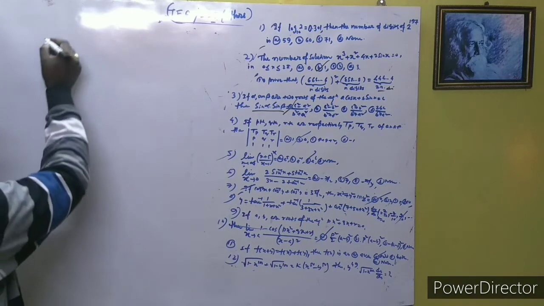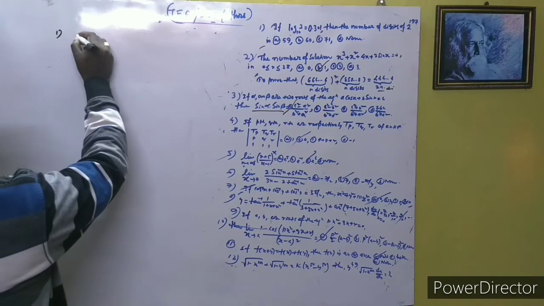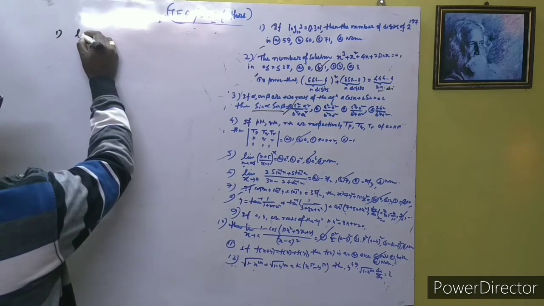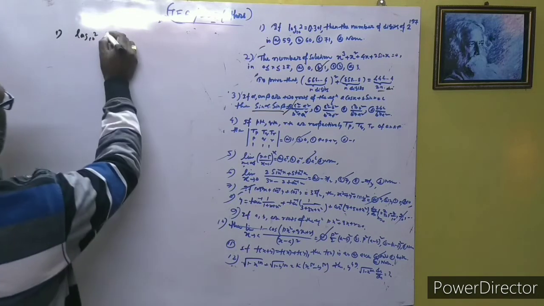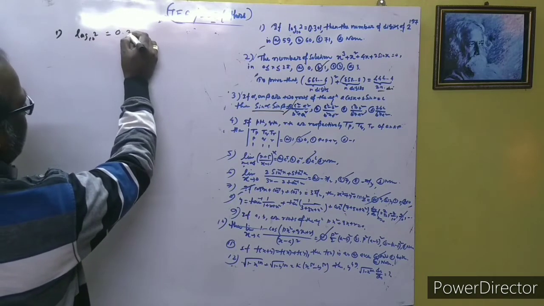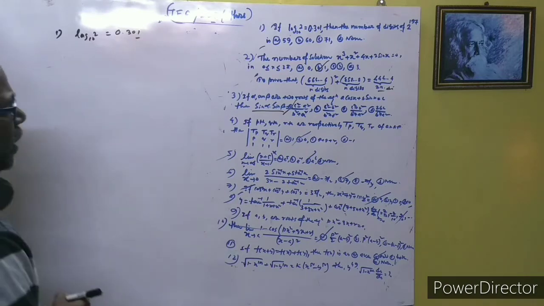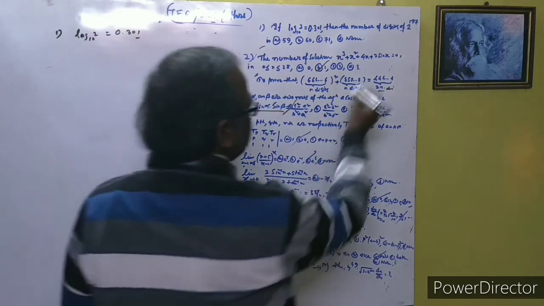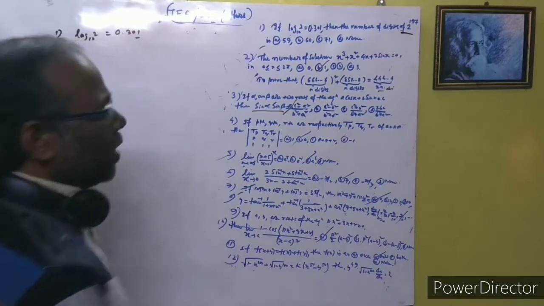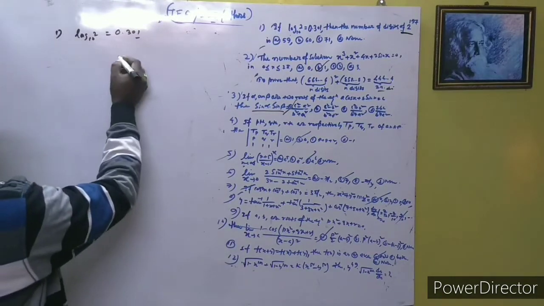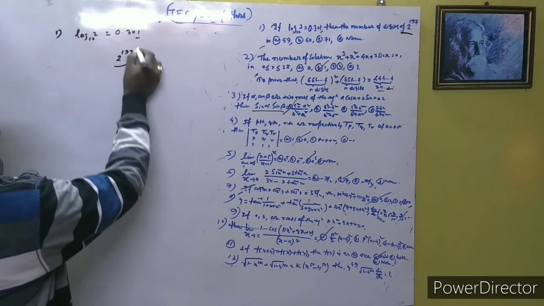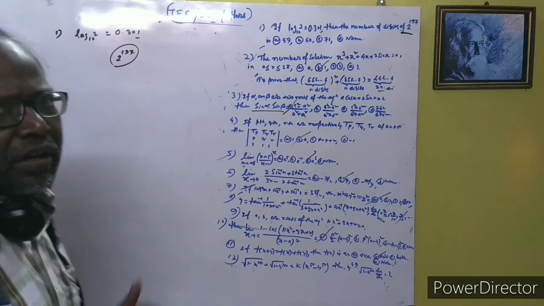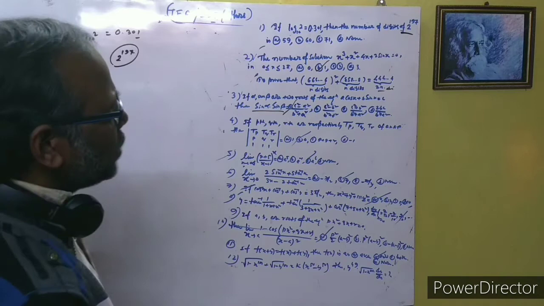You are given question number 1: log 2 to the base 10 is equal to 0.301. Find the number of digits of the number 2 to the power 197. Now see 2 to the power 197, find the number of digits of this figure. For finding the number of digits of this figure, we can use the logarithm.